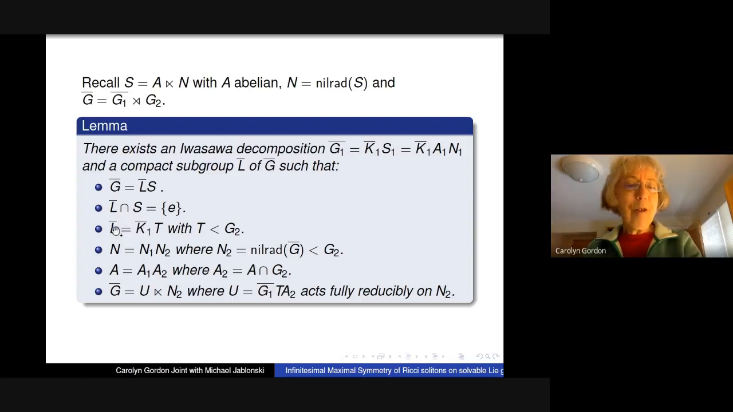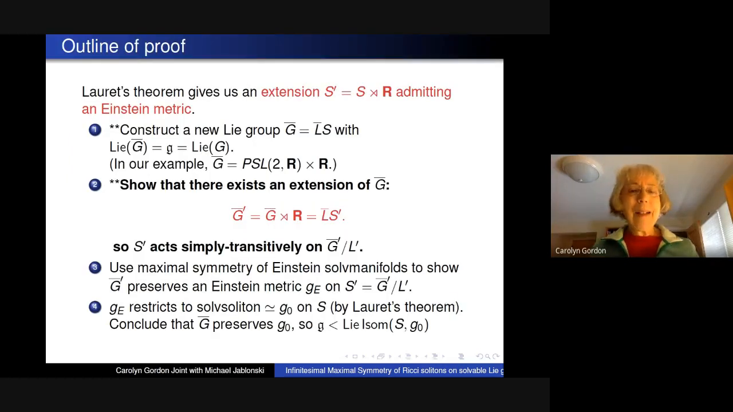And now everything decomposes nicely. L bar is K1 bar sitting inside G1 bar times something in G2. So it splits between the two. Same with N. N is N1, which is in the semi-simple factor, times the nilradical sitting in G2. A splits nicely. And if you put everything except N2 together, so all these things we've looked at, you get something U, which is completely reducible and acts as fully reducible transformations on N2.